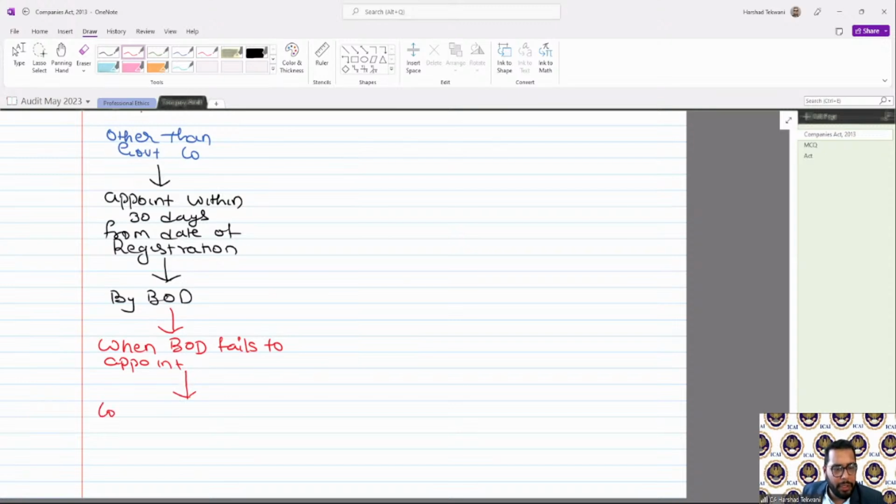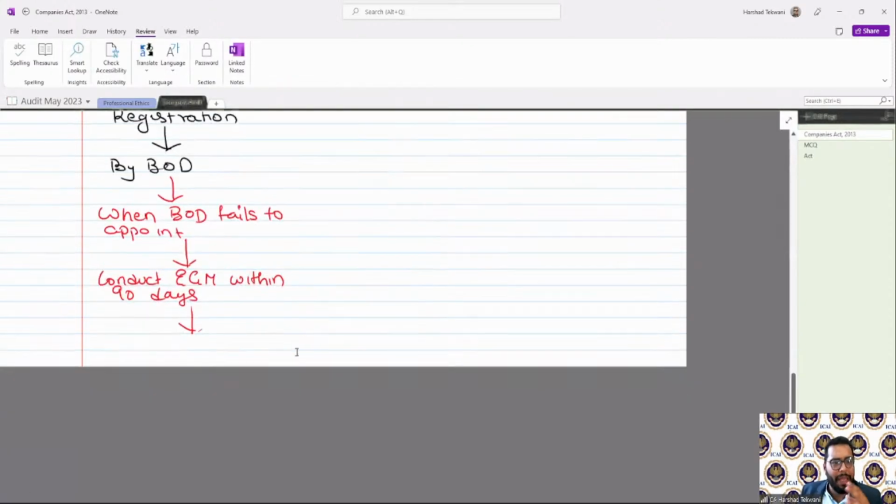Then conduct EGM within 90 days. Okay. Within 90 days. And then appoint your auditor. That auditor will be holding the position till the conclusion of first AGM.